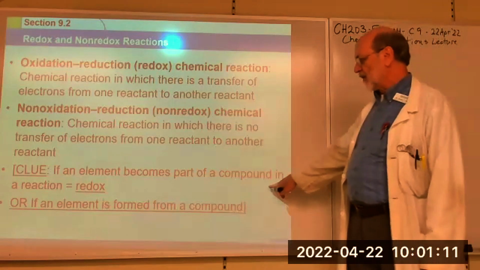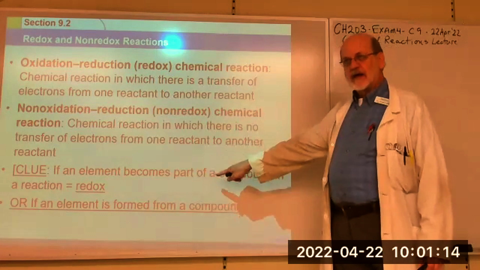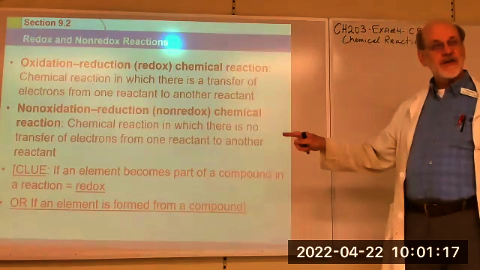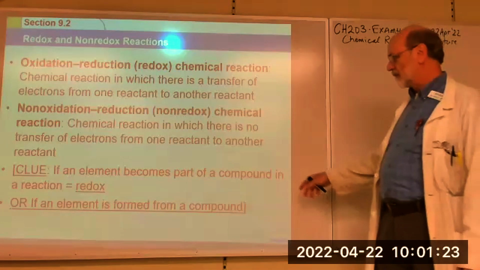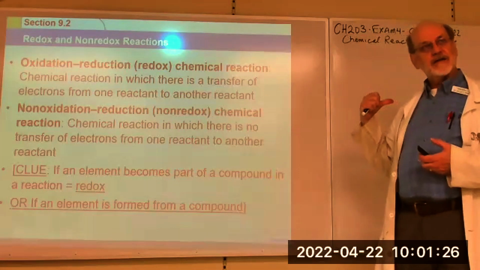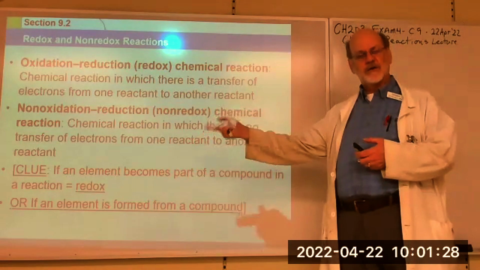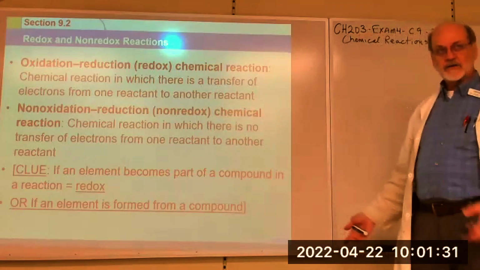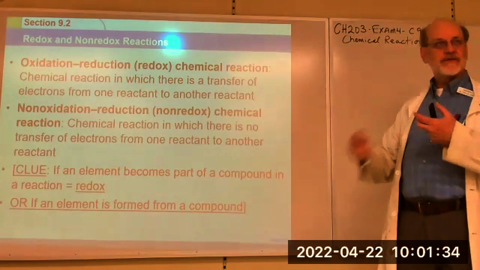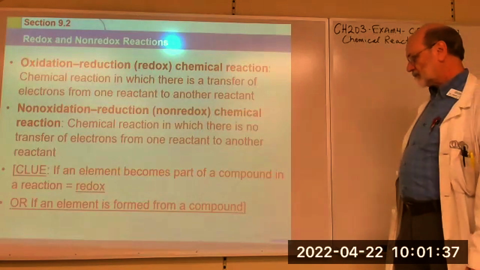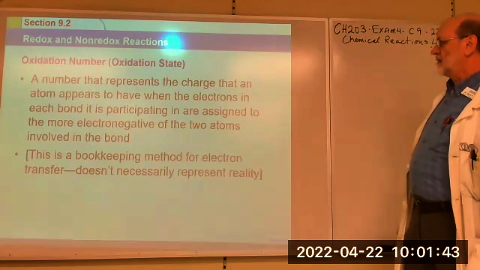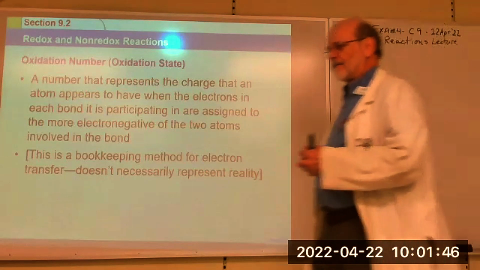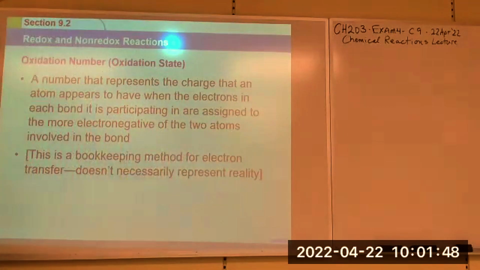And here is one of your rules of thumb that I mentioned earlier. If the element is free on one side and then a compound on the other side, it's a redox reaction, without question. Or if it's an element on the product side and it came from a compound on the reactant side, that's also a redox. And very often you get swapping places. All right. So what we need is a way to track our electrons, know where they're going.